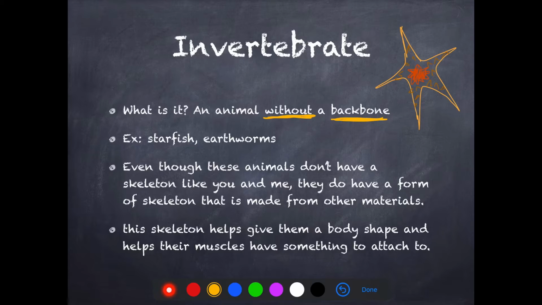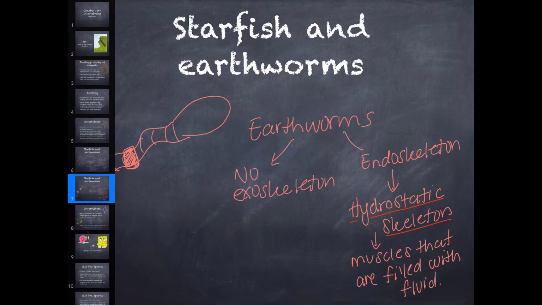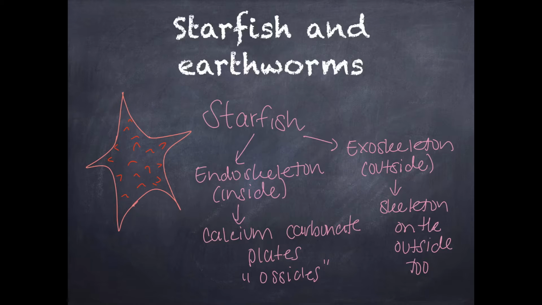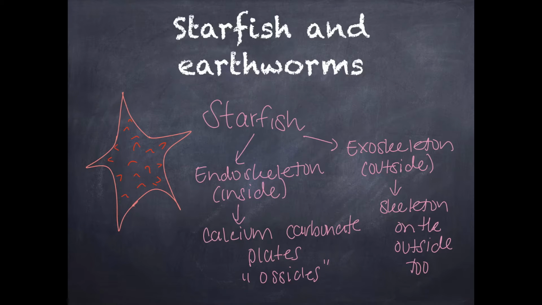This skeleton that they have helps them with the shape of their body. It gives their muscles a place to attach so that they can help with movement and proper structure. An example with the starfish and earthworm is that the starfish has an endoskeleton, which means that it's on the inside. The endo part means that it is on the inside of the animal, and exo means that it is on the outside.